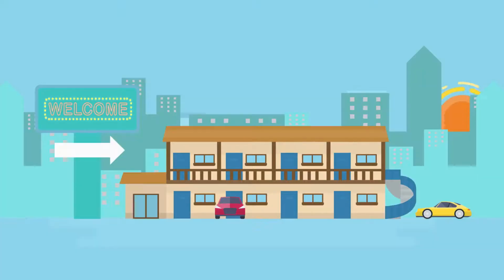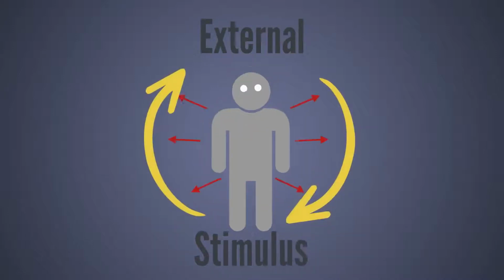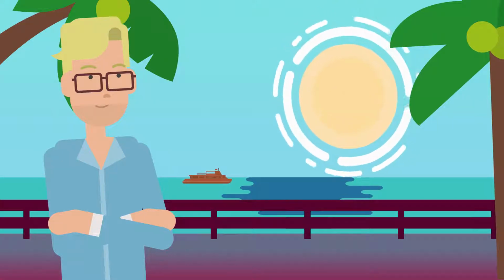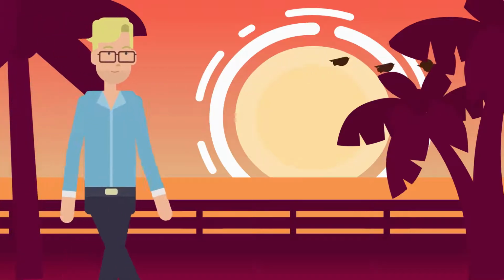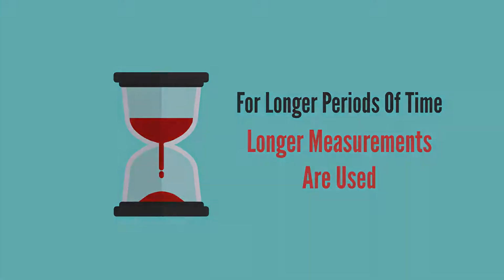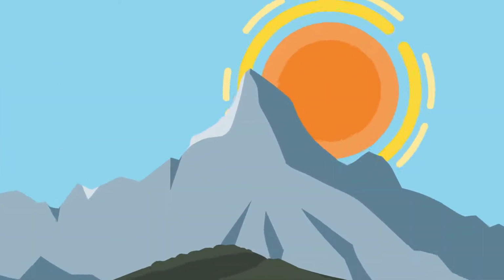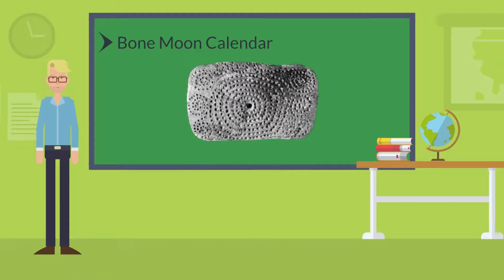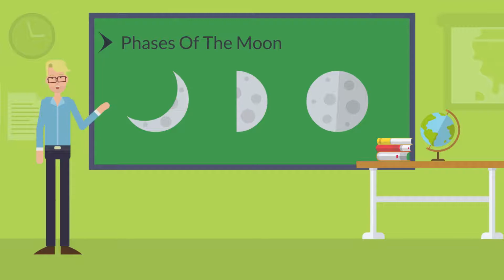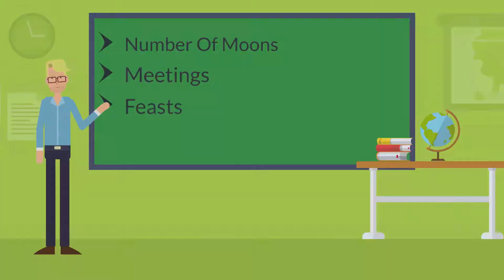The recognition of night from day is a natural technology based on internal chemical and external stimulus. Not so obvious is the distinction of morning and evening from noon, noon being when the sun is directly overhead. For longer periods of time, longer measurements are used. For example, using the moon's waxing and waning periods for lengths of time longer than a day. Notched bone moon calendars have been used by many prehistoric cultures as a way of keeping track of the phases of the moon, and the number of moons for such things as meetings and feasts.